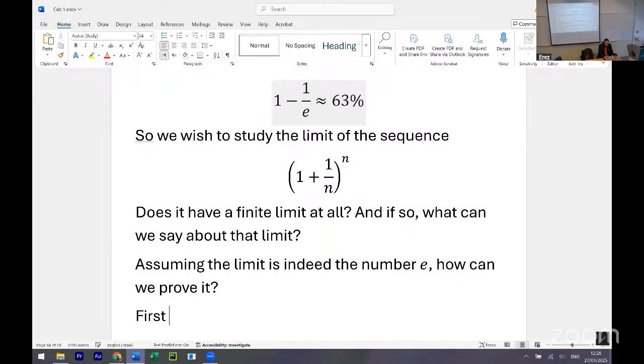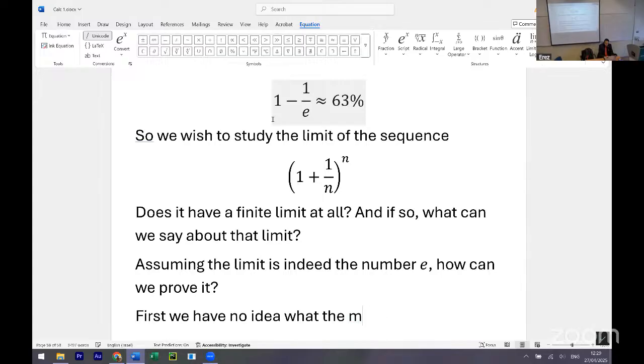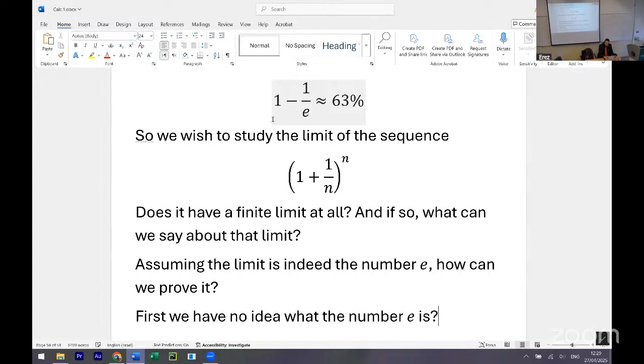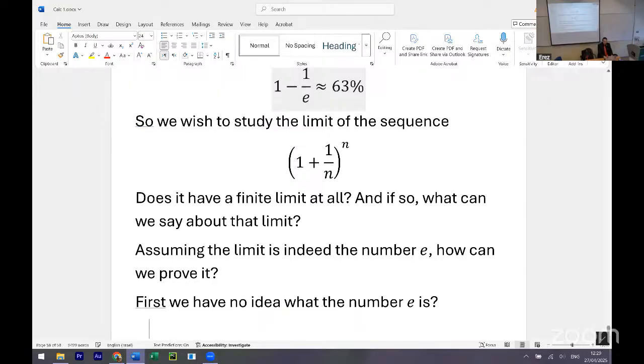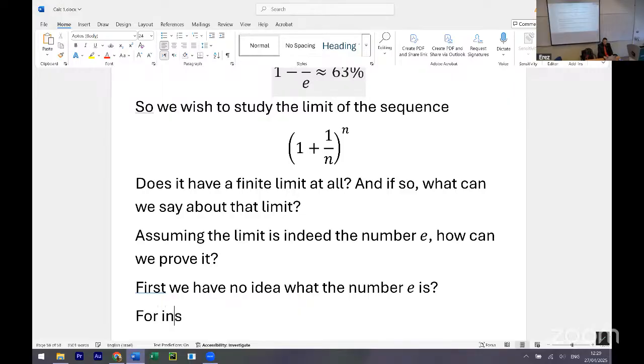First, we have no idea what the number e is. And I wish to tell you something about that. For instance, the number pi, what is the number pi?